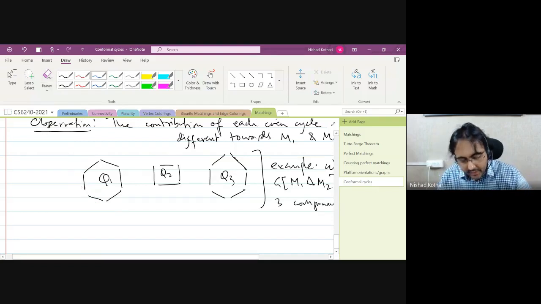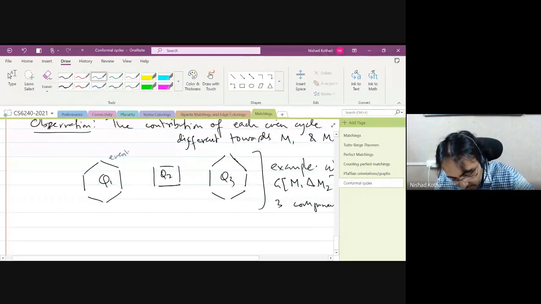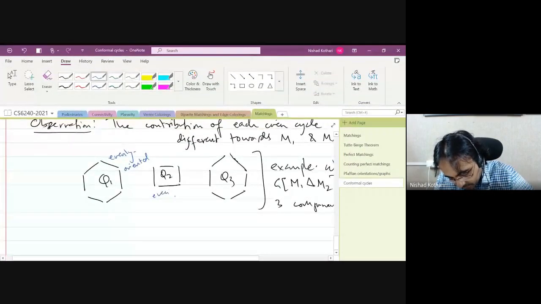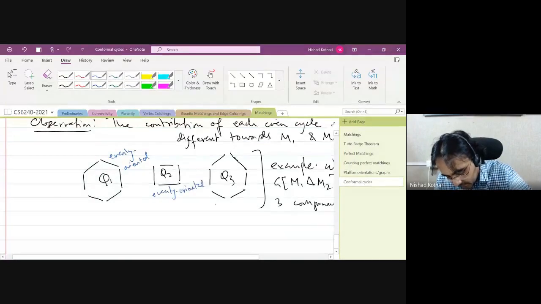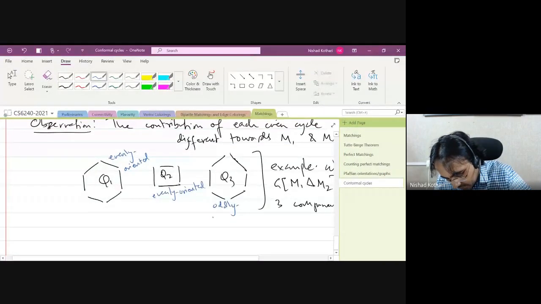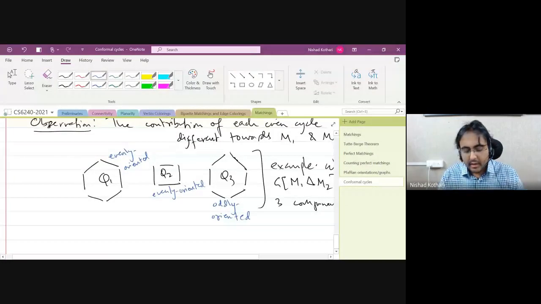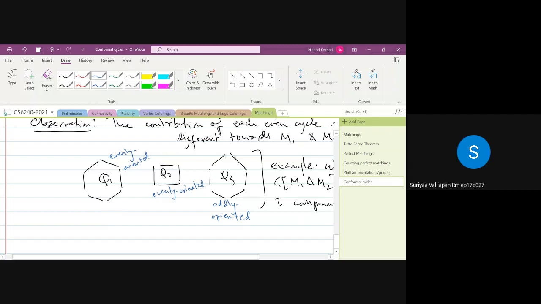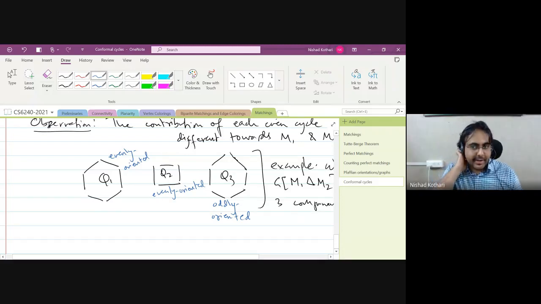So if this cycle is evenly oriented and this cycle is also evenly oriented, for example, and let's say this last one is oddly oriented, then can one of you tell me what will be the signs of the 2 perfect matchings? Will they be the same or will they be different? Same. Right, exactly. So you have 2 evenly oriented cycles, so they will end up being the same. So one way to look at the signs of the perfect matchings is to look at the parity of the number of evenly oriented cycles.